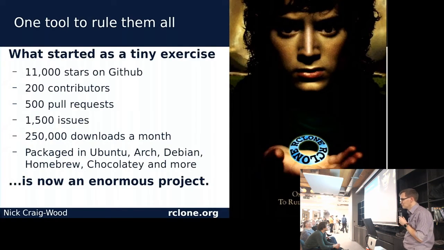From its humble beginnings, Rclone has grown into quite a large project. As of today, we've got about 11,000 stars on GitHub, 200 contributors who've made 500 pull requests. Rclone gets downloaded 250,000 times a month, and it's been packaged by all the major Linux, Windows and Mac distributions. Exactly how Rclone got those users is a mystery to me, but being on the front page of Hacker News added about 1,000 GitHub stars overnight. Unfortunately, at that time, I was in the Outer Hebrides with no internet connection.